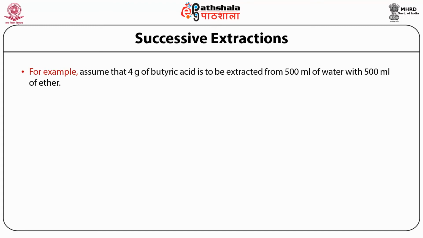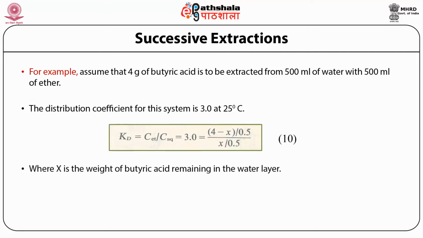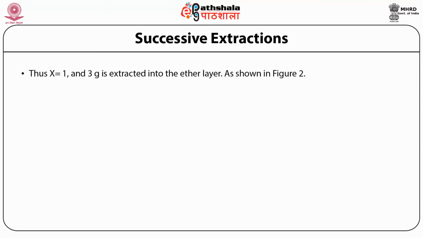For example, assume that 4 gram of butyric acid is to be extracted from 500 ml of water with 500 ml of ether. The distribution coefficient for this system is 3 at 25 degrees centigrade. If the ether is used in a single batch, the following equation is applicable, where X is the weight of butyric acid remaining in the water layer. Thus, X is equal to 1 and 3 gram is extracted into the ether layer as shown in figure 2.